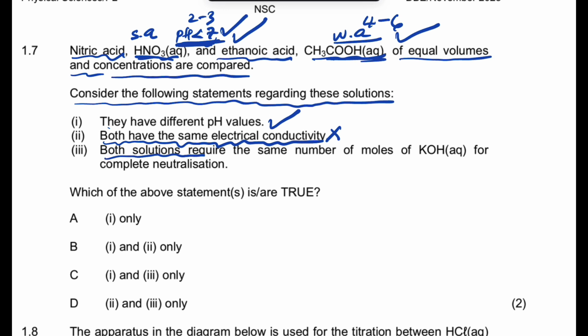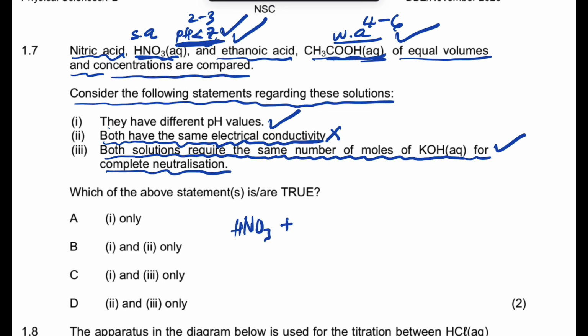Now it says both solutions require the same number of moles of potassium hydroxide, that's the caustic potash, for the completion of neutralization. I think this is correct as well. How? Now if you take the nitric acid and you react it with this base, which is the KOH, you have KNO3, that's the salt, and water there. So the equation is balanced.